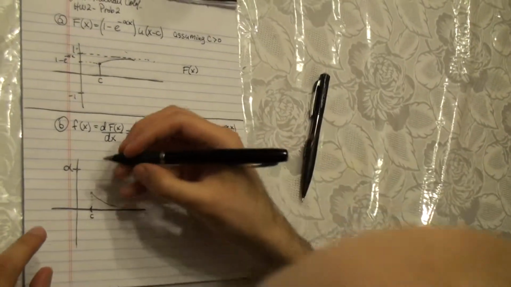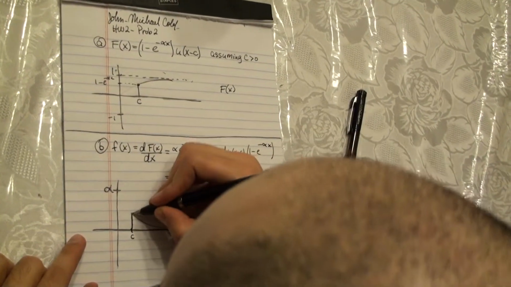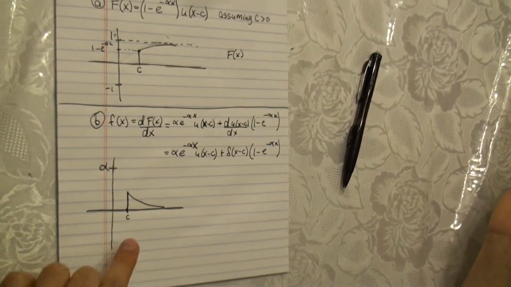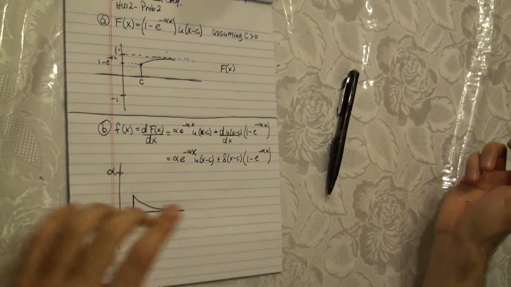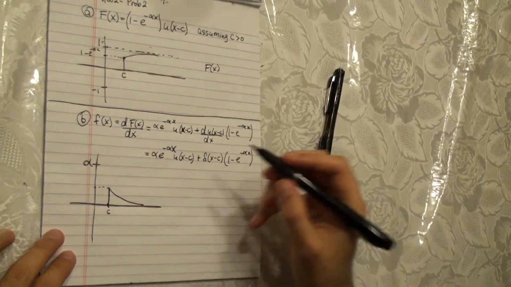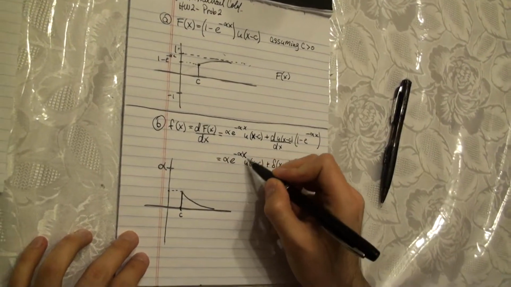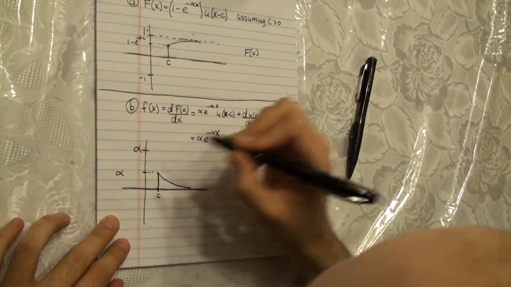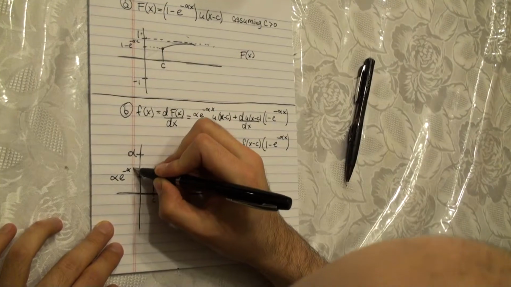So far, we have here a jump at c and this exponential decrease. So as x goes to infinity, this goes to 0. This point here is just this piece at x equals c. So here we have alpha e to the minus alpha c.